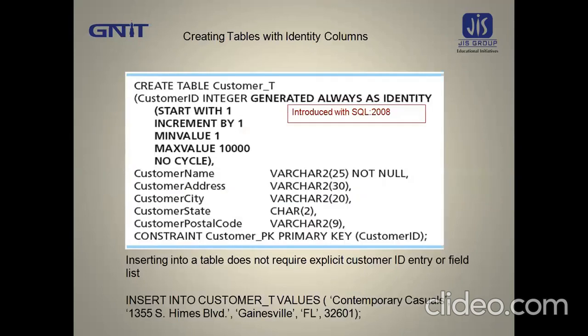Now here is how we can create tables with identity columns. This is how we generated. We can use SQL 2008. Inserting into a table doesn't require explicit customer ID entry or field list. We can insert into Customer_T values like Contemporary Casuals. Here the table, Customer_T. Here the customer ID is integer and it's generated always as identity.